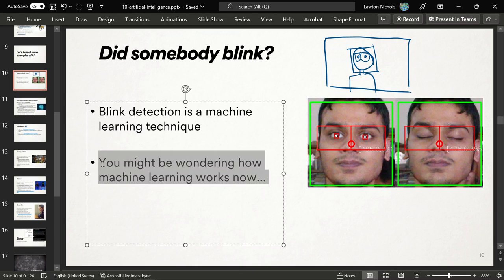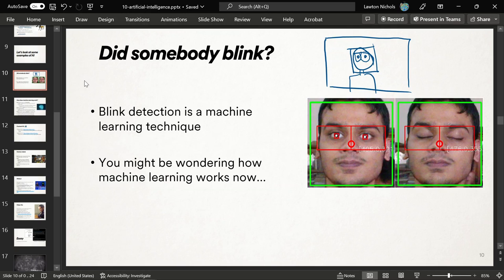So let me teach you how you would make a blink detection algorithm. Let me try my best, okay? I want to teach you in general. This is a concept of machine learning, by the way, teaching a computer to do something without explicitly telling it how.